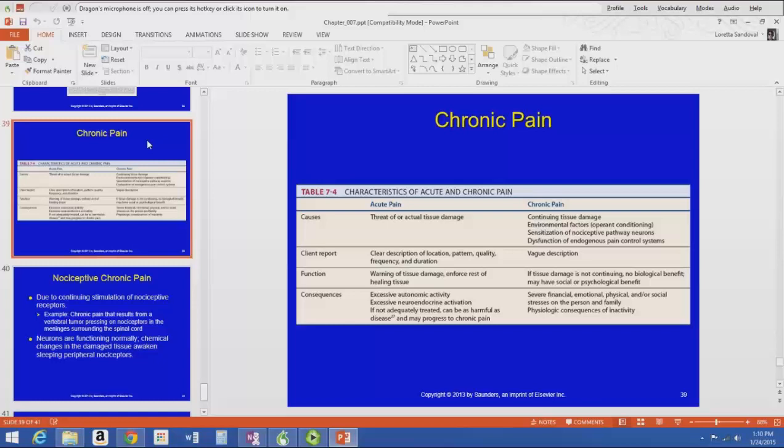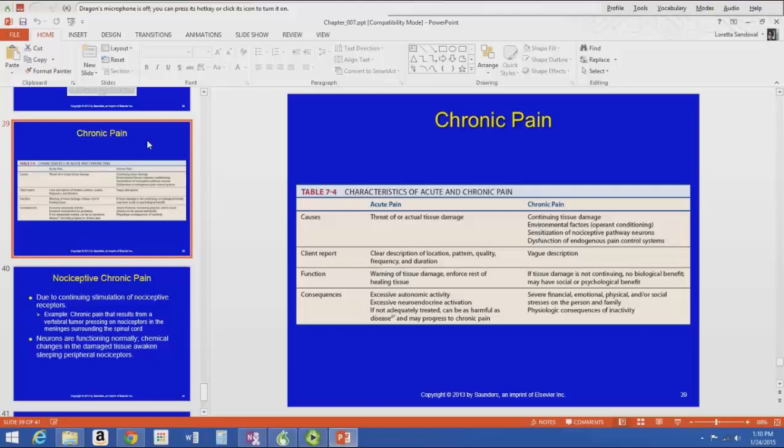So a lot of things can cause chronic pain. Clients reporting on acute pain usually have a clear description of location, pattern, quality, frequency, and duration of pain. They know when it started, they know when it stops, and they can give you a very clear description of what's going on. With chronic pain, it's often a vague description. It's diffuse. It's in many areas in their body. They don't know exactly when it started. They don't know what helps it and what doesn't.